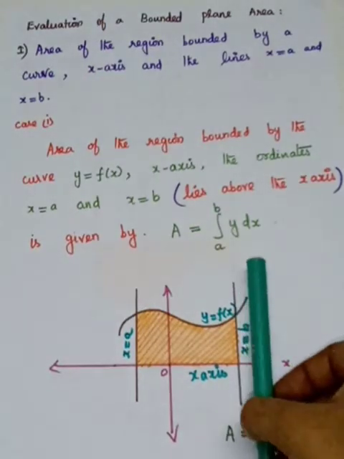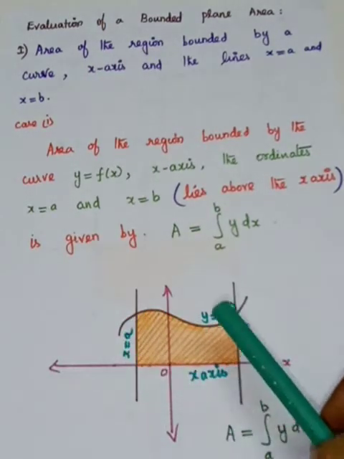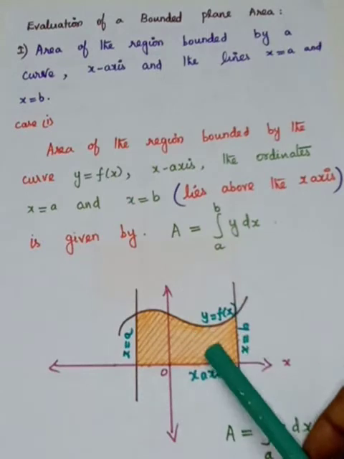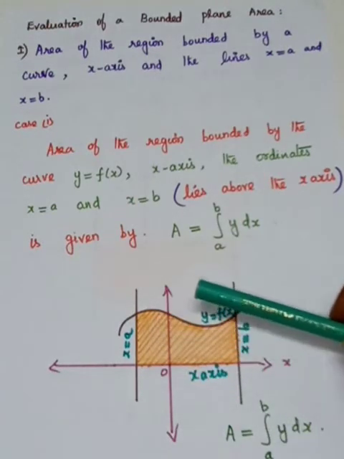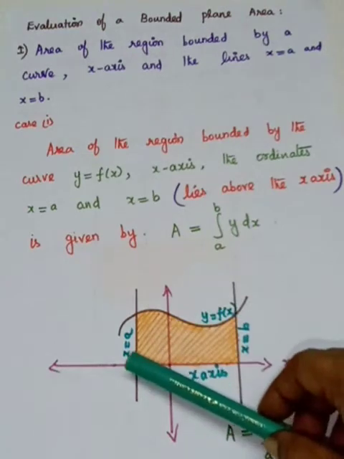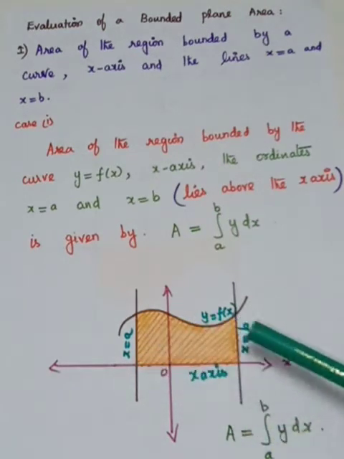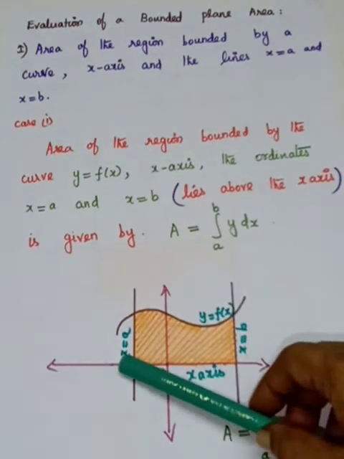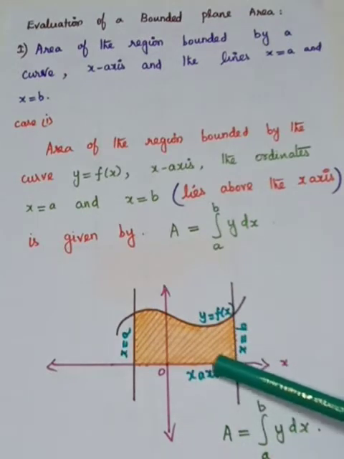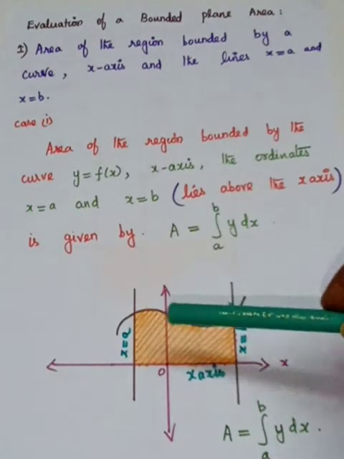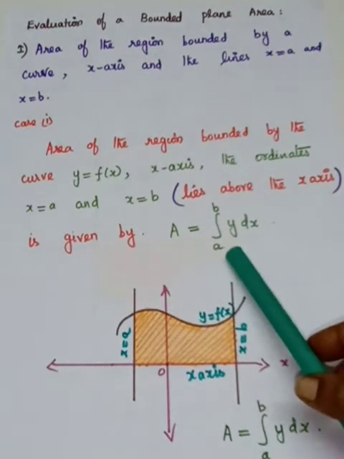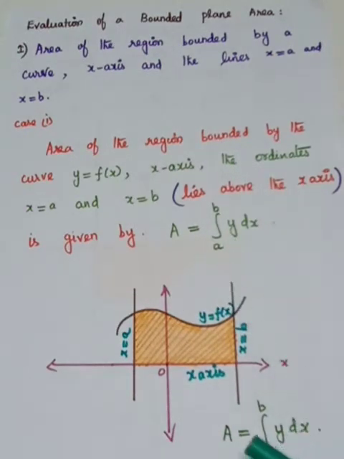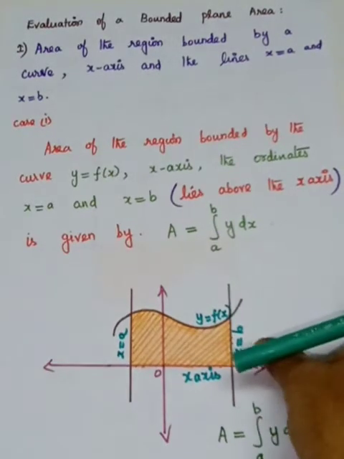If you want to find this area, you have to see where the area is. It lies above the x-axis. You look at your ordinates, it varies from x equal to a to x equal to b, and the area is above the x-axis, which means you have to use the formula integral a to b y dx. You see the next case.